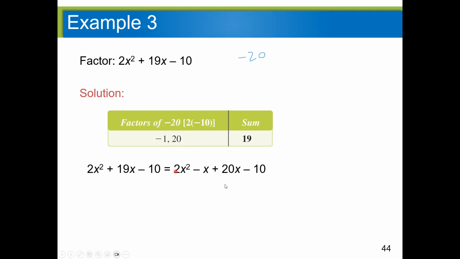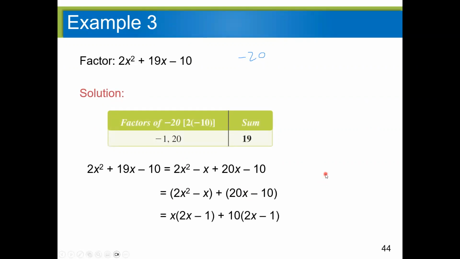I can write out my FOIL equation here, insert my parentheses, and then extract out the common factor of each thing in parentheses. Over here, it looks like I have an x, and over here, it looks to be a 10.